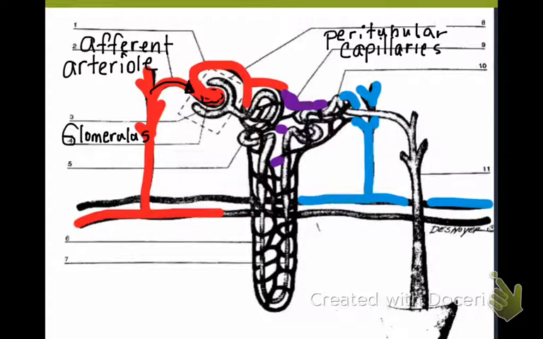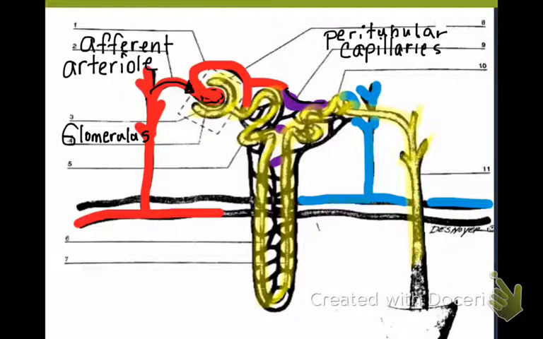So all of the capillaries that are going around the tubule, and I'm going to go ahead and color the tubule in yellow so that you can very easily see it. I'm highlighting over the capillary here. I'm highlighting over the tubule. So the black line that's going around the tubule, those are the peritubular capillaries.